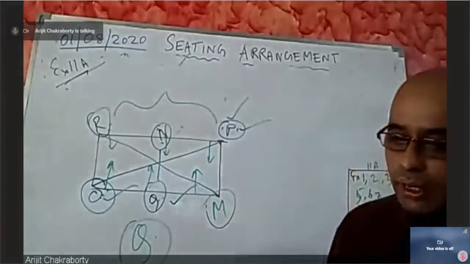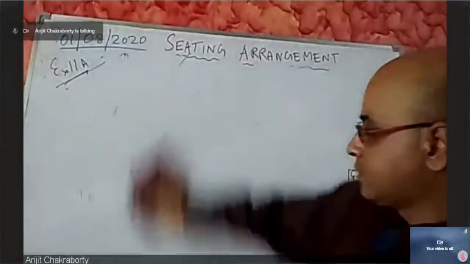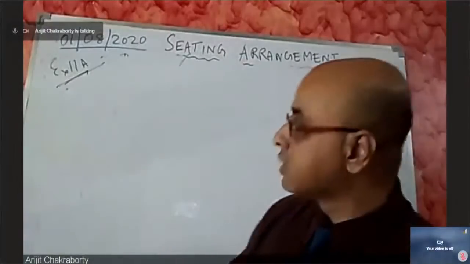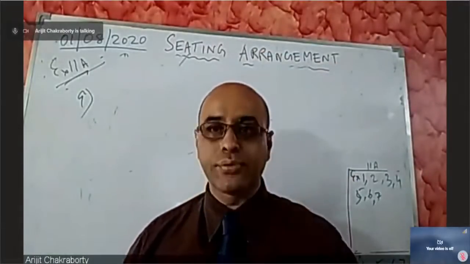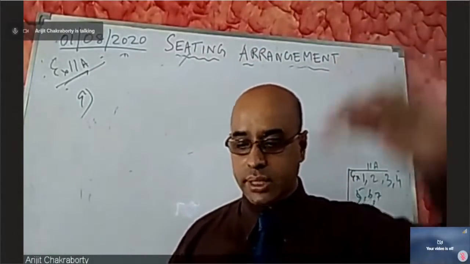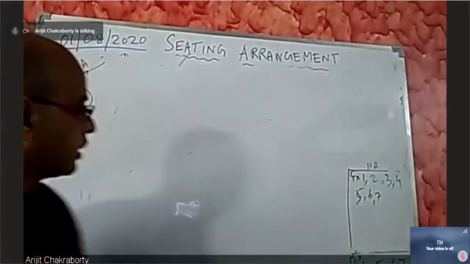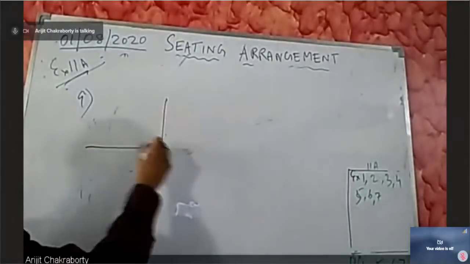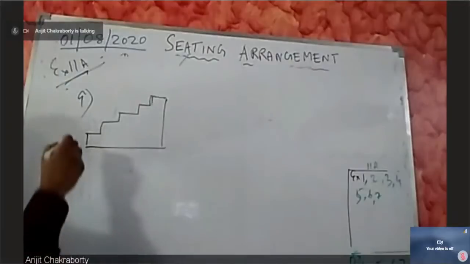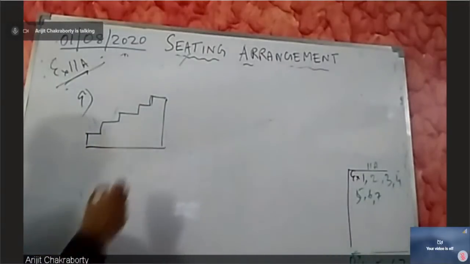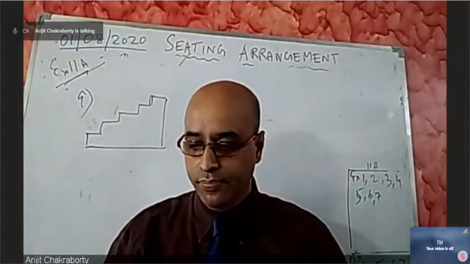Okay. Now we have number 9. We are taking up question number 9. Let's see what question is asked. 5 boys A1, A2, A3, A4 and A5 are sitting in a stair in the following way. So they are sitting in a staircase, and we have A1, A2, A3, A4, A5.